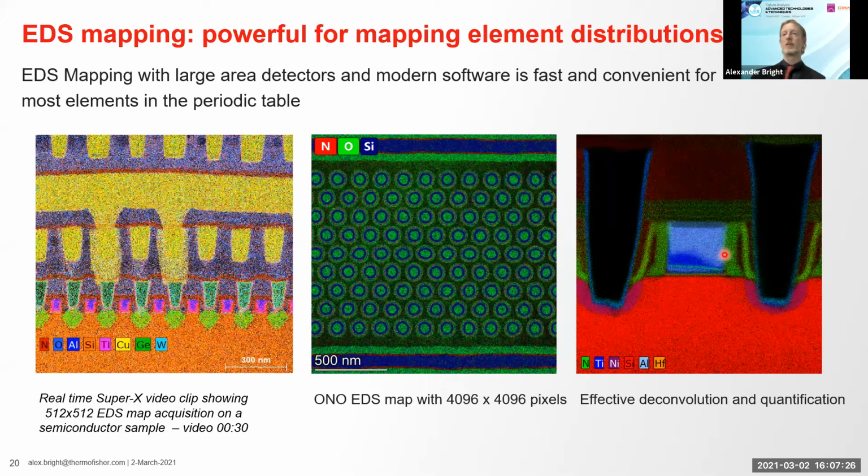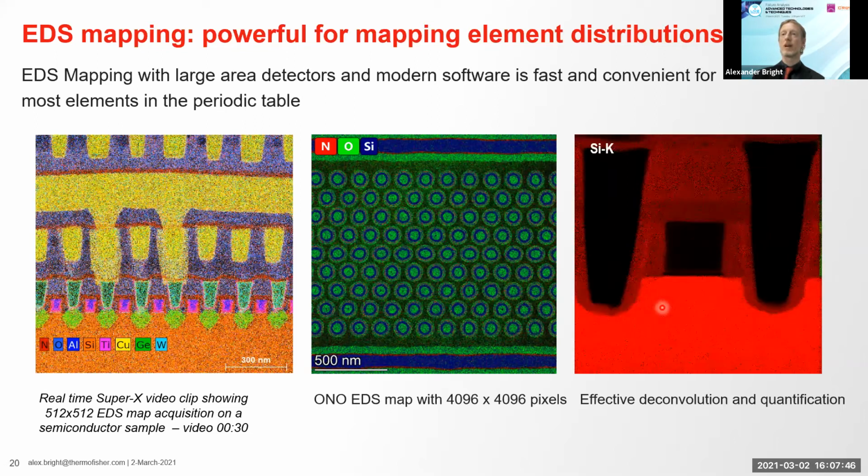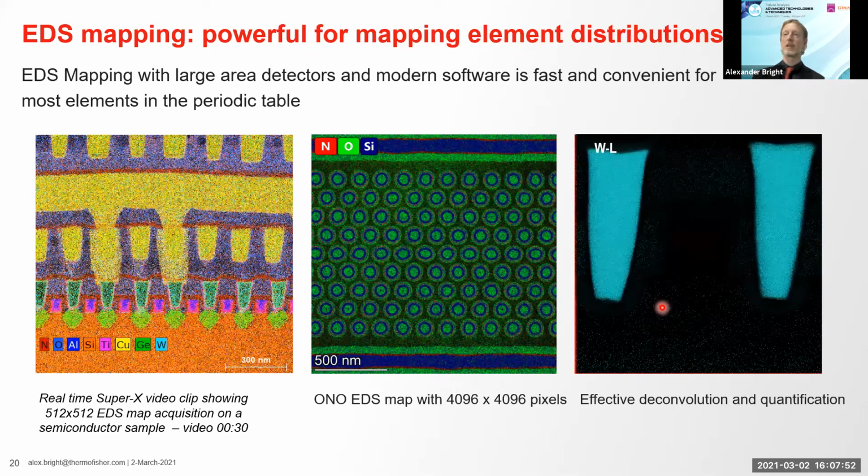On the right, also a device EDS map. This is showing the effectiveness of the latest software for deconvolution and quantification. So these plugs are tungsten, and the substrate is silicon, of course, and silicon K and tungsten L actually overlap, but we can use effective deconvolution now to see where the silicon is and where the tungsten is and not have them interfere. So you don't see tungsten in the silicon map, for example.